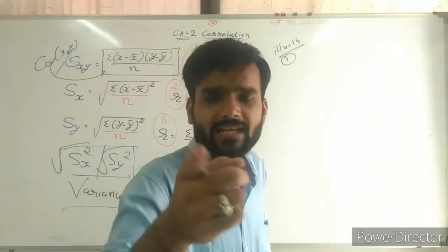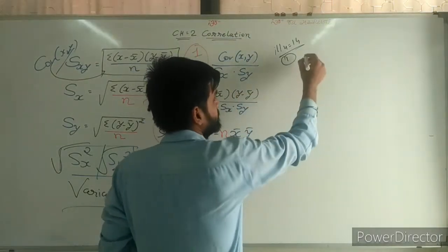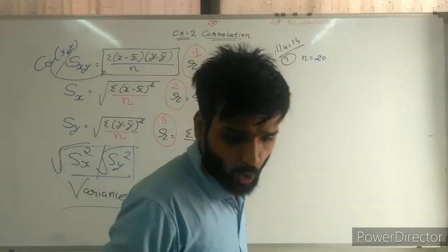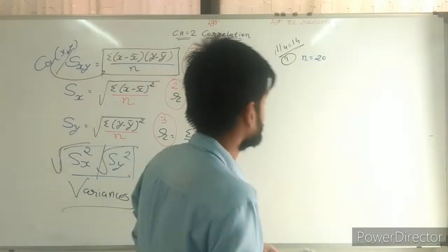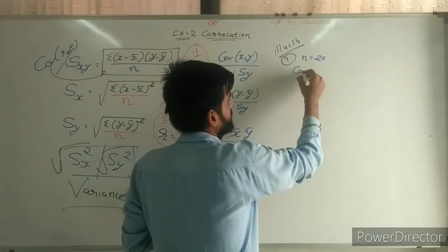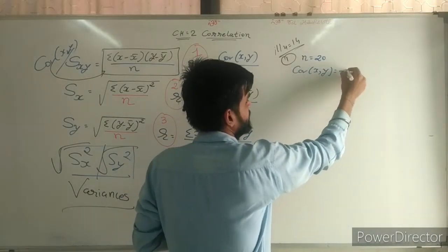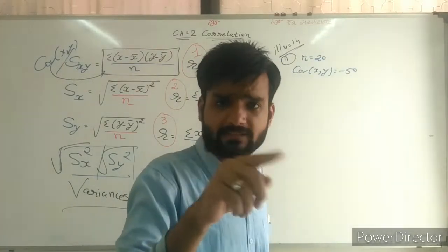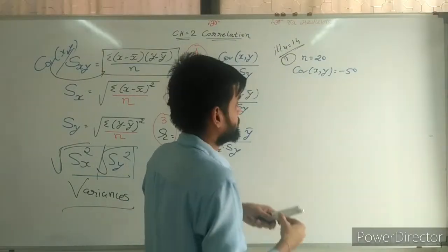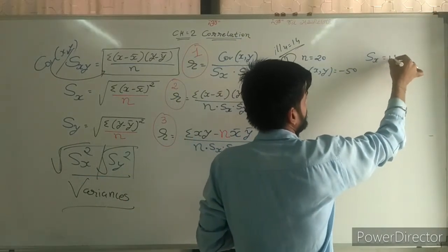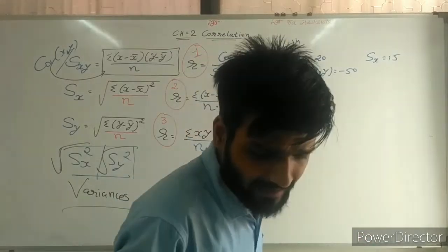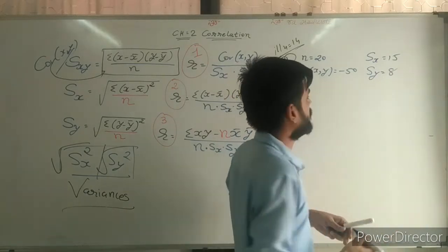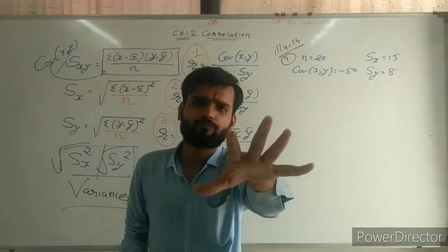Now what is given in that illustration? I am reading now. N is equal to 20. Second, covariance of xy is equal to minus 50 given. Next, Sx, the standard deviation of x, 15 is given. Second, the standard deviation of y is equal to 8. Now this is given to you.